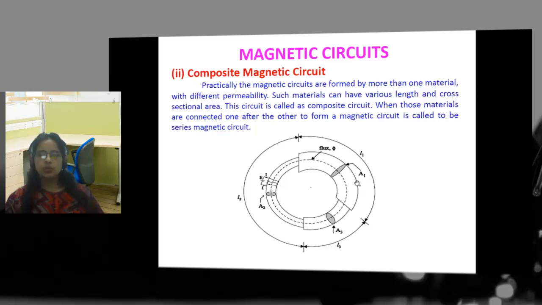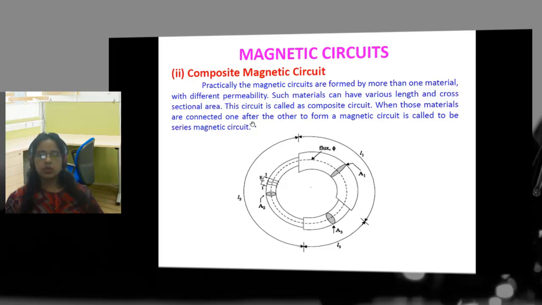Moreover, the materials can also be different. So what happens in a composite magnetic circuit? Practically, magnetic circuits are formed by more than one material with different permeability. Of course, when the material changes, permeability will also change. Such materials can have various lengths and cross-sectional areas. This type of circuit is known as a composite circuit.